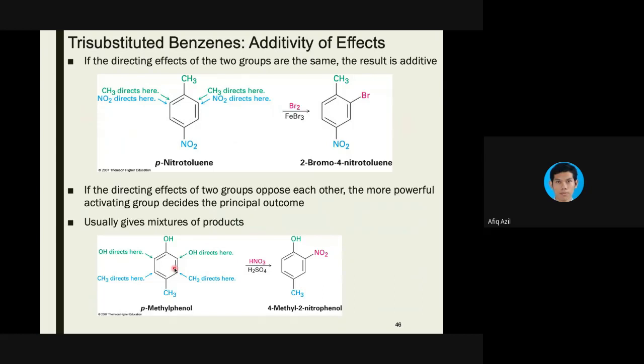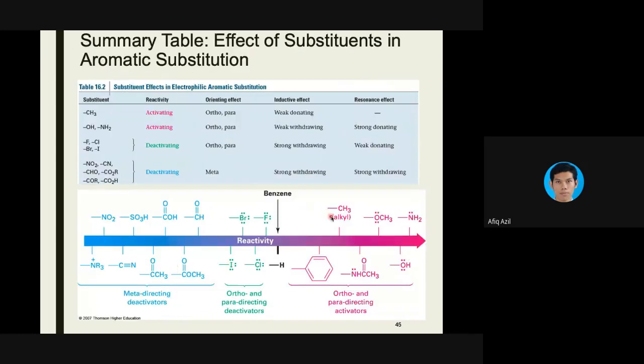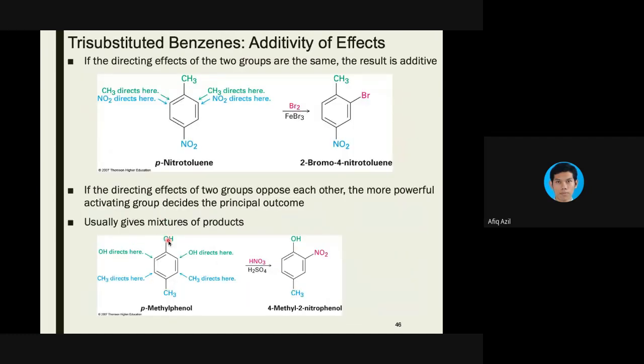So from here, you have to compare between OH and CH3, which one has the highest reactivity. In this case, it is the hydroxy group, or the OH group. So you follow the OH director. Meaning you can either put it over here or here, ortho. So hence you get this structure as your product. You don't follow CH3.